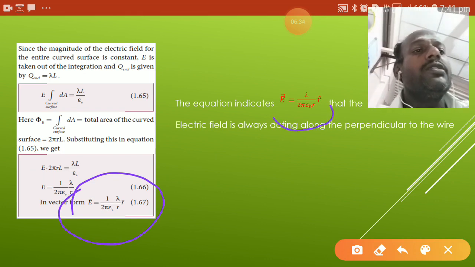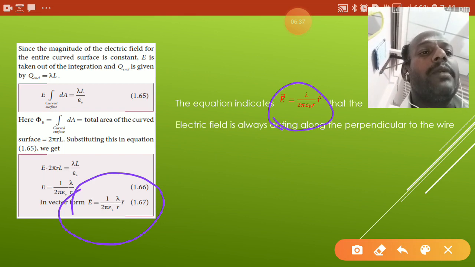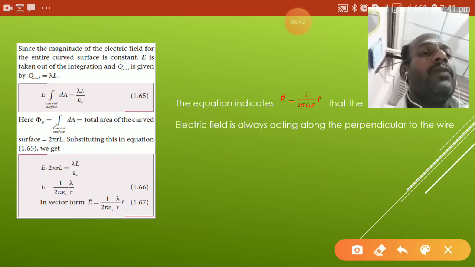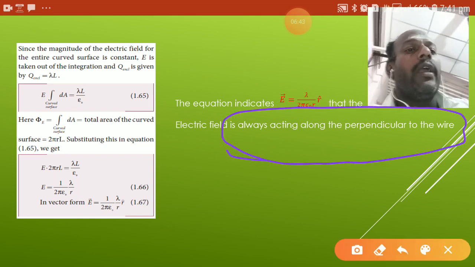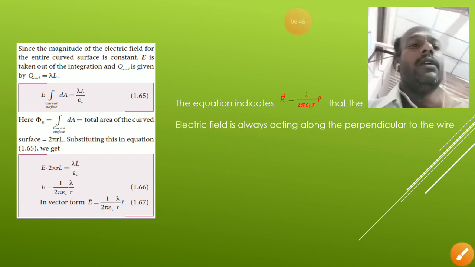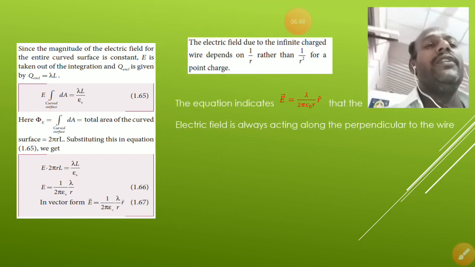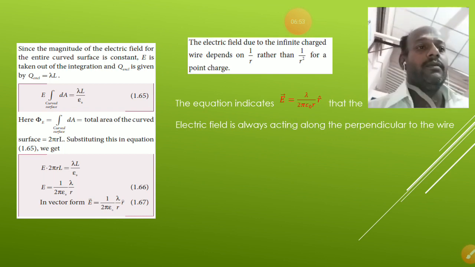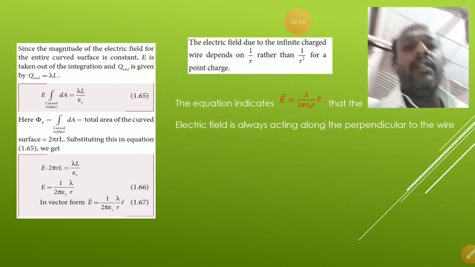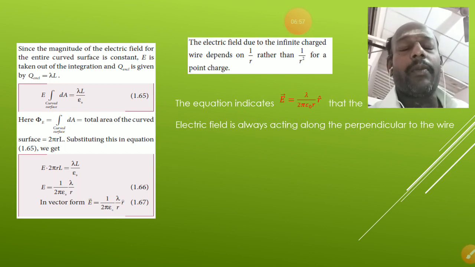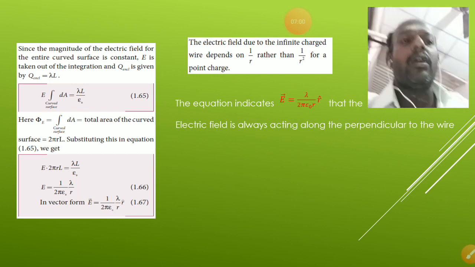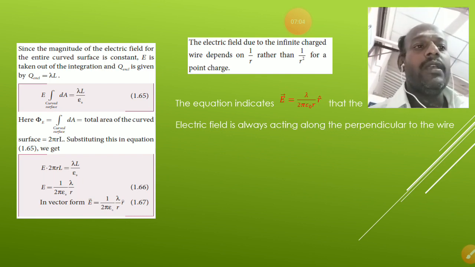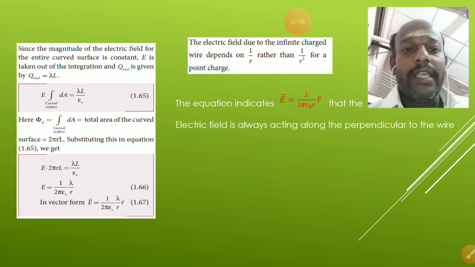And look at the equation: E is equal to lambda by 2 pi epsilon naught into R vector. So the electric field is always acting perpendicular to the wire. Now, the electric field due to an infinite charged wire depends on 1 by R rather than 1 by R square. Usually the electric field E will be equal to Q by 4 pi epsilon naught R square, but for the infinite long straight wire E will be equal to lambda by 2 pi epsilon naught R. Remember, lambda is equal to Q by L.